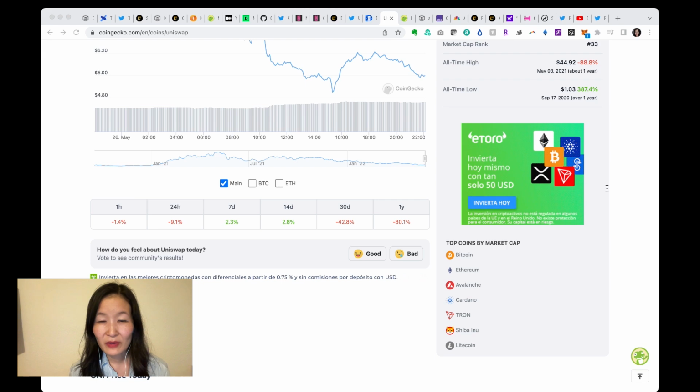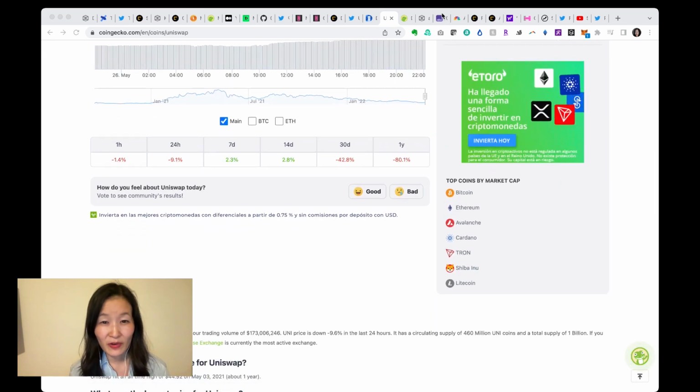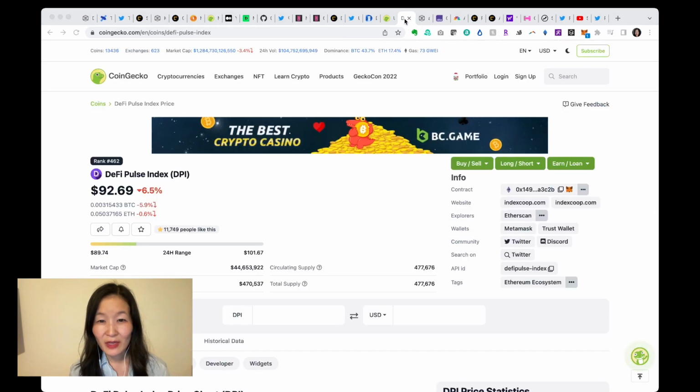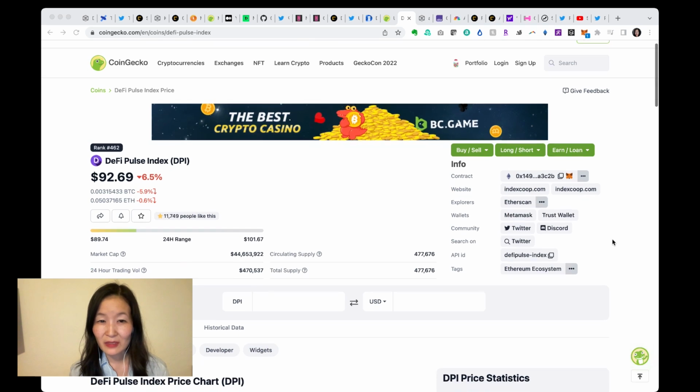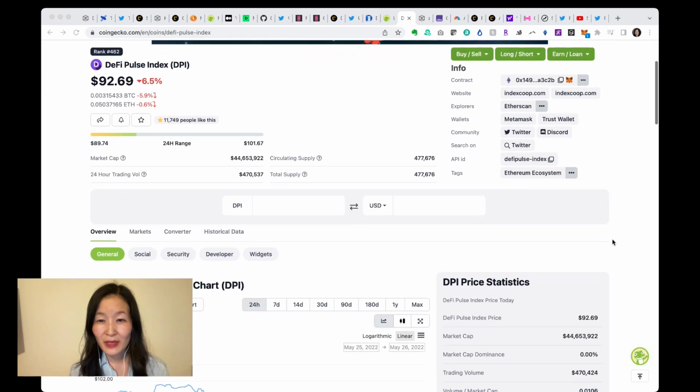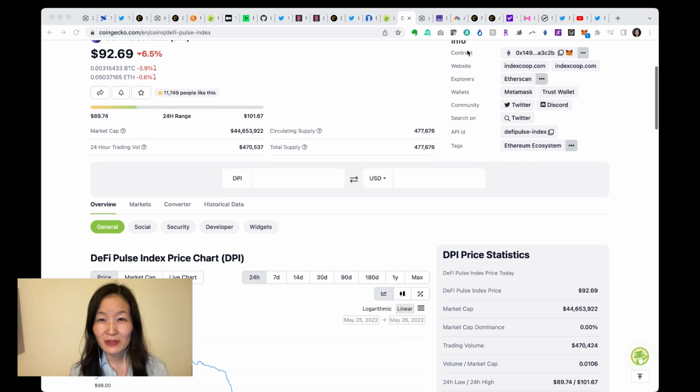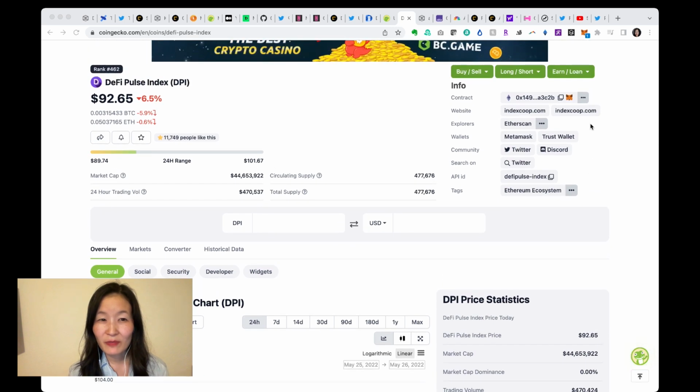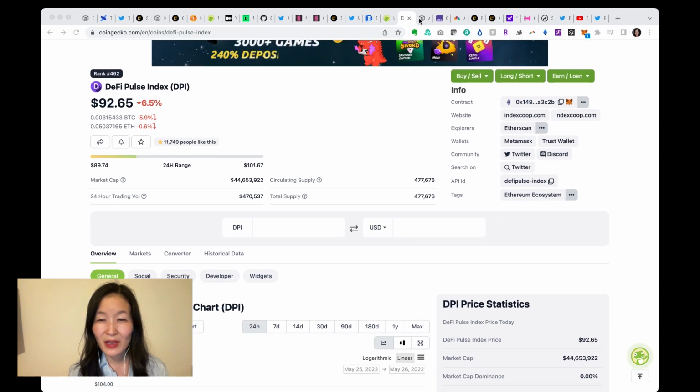Despite the milestone, the Uniswap token has not been performing very well. It is currently trading at around $5.50. For context, a year ago, it hit an all-time high of $44.90. All DeFi tokens have been suffering large drawdowns. The DeFi Pulse Index, or DPI, which tracks a basket of DeFi tokens, is down 85% from its all-time high in May of 2021.